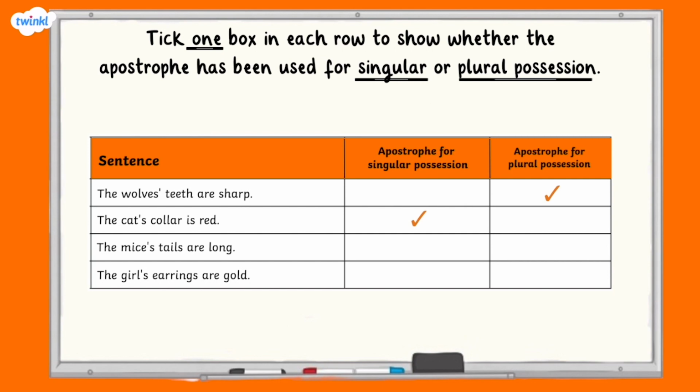In the third sentence, the noun mice is plural. The apostrophe has been used for plural possession. In the fourth sentence, the noun girl is singular, so the apostrophe has been used for singular possession. Well done if you got those right.